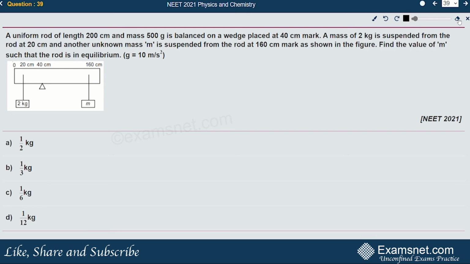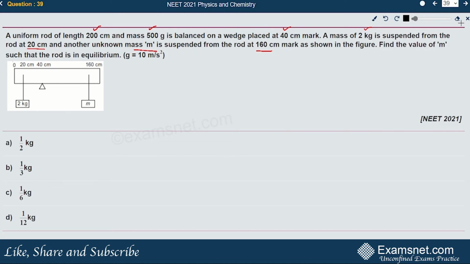Alright, now question number 39 is from the chapter System of Particles and Rotational Motion. And the question is, a uniform rod of length 200 centimeter and mass 500 gram is balanced on a wedge placed at 40 centimeter mark. A mass of 2 kg is suspended from the rod at 20 centimeter and another unknown mass m is suspended from the rod at 160 centimeter mark as shown in the figure. Then find the value of m such that the rod is in equilibrium.